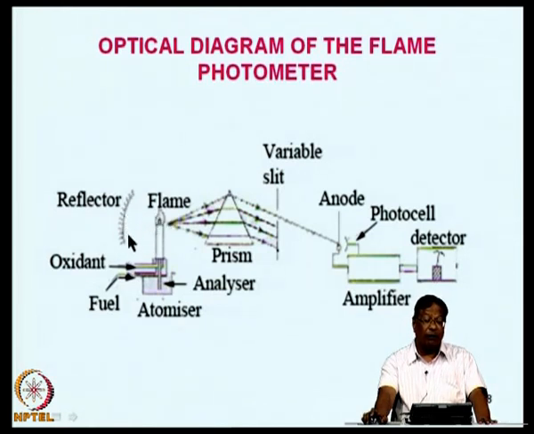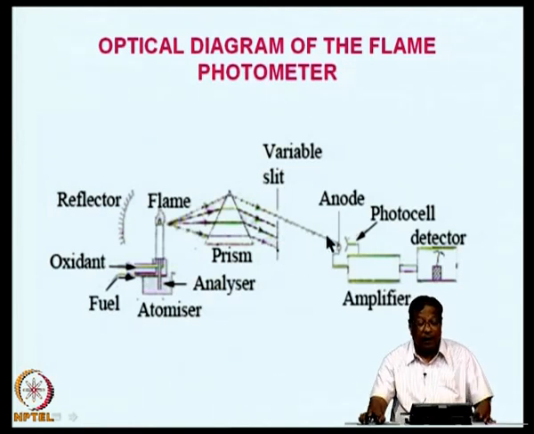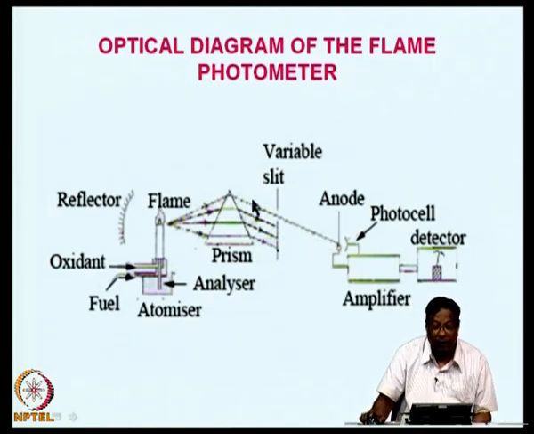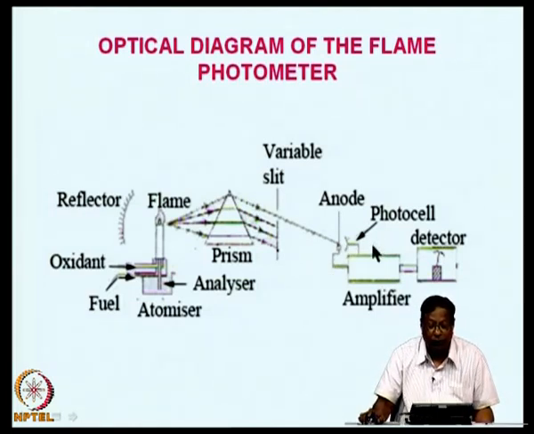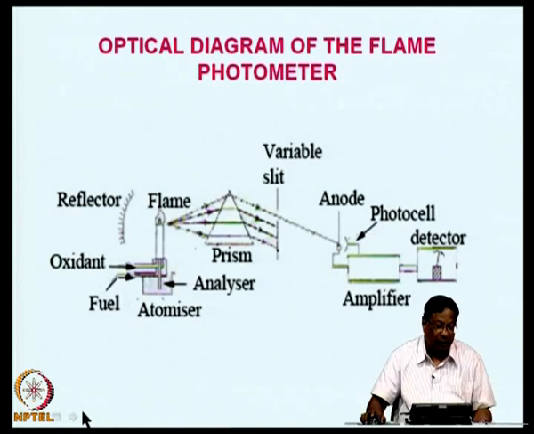So, I put a reflector here at the back, and the reflector concentrates the radiations, and here I have a prism and a variable slit, so that I can choose the wavelength that I need. It will be different for sodium, lithium, potassium, etc. And then I have a photocell. The beam is made to fall on the photocell, where there is anode, photocell, detector, amplifier, etc. A very simple optical arrangement.